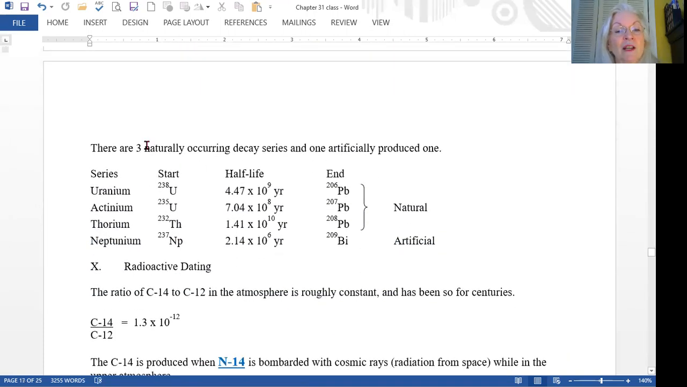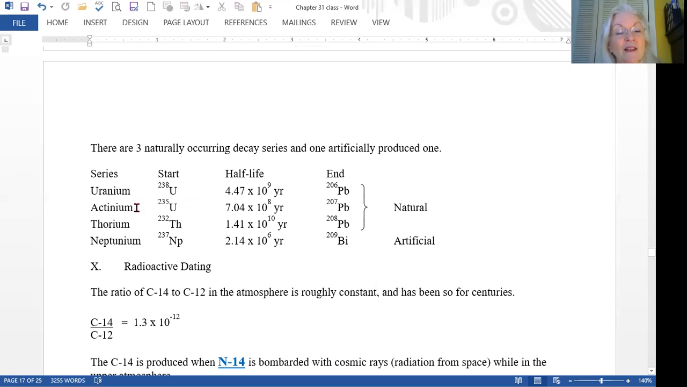We have 3 naturally occurring decay series and 1 artificially produced one. So if you start out with uranium-238, eventually you're going to end up with lead-206. If you start out with uranium-235, eventually you'll end up with lead-207. If you start out with thorium-232, eventually you'll end up with lead-208. If you start out with neptunium-237, eventually you'll end up with bismuth-209. This last one has to be artificially produced. Neptunium is a transuranian element. It doesn't occur naturally anymore, but these three are naturally occurring.